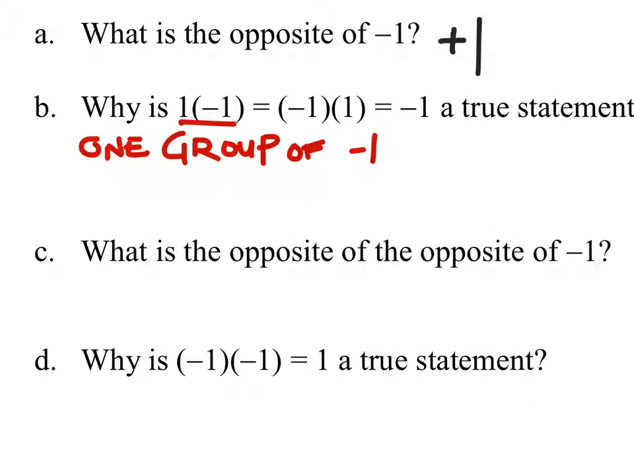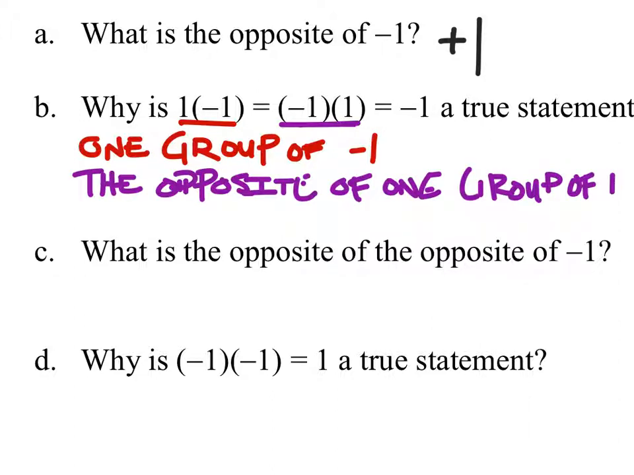All right, well, what about the second one? I'm going to underline this in purple. We'll separate these. What does this one mean? The opposite of 1 group of negative 1. Very good. The opposite of one group of 1. Bam. And from this, what does one group of 1 give us? 1. So what's the opposite of one group of 1? Negative 1. So does that make sense why both of these equal negative 1?